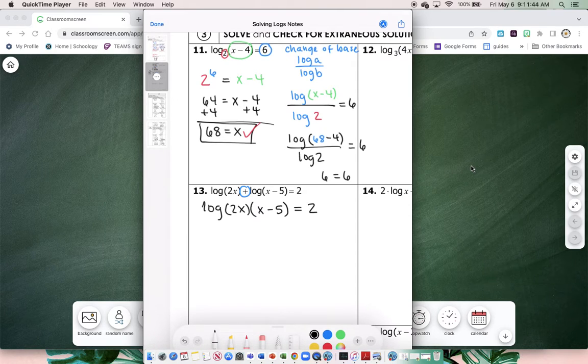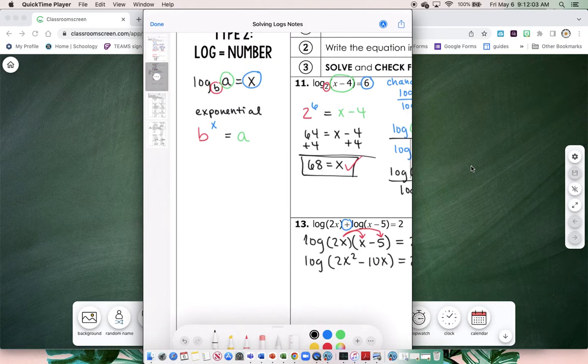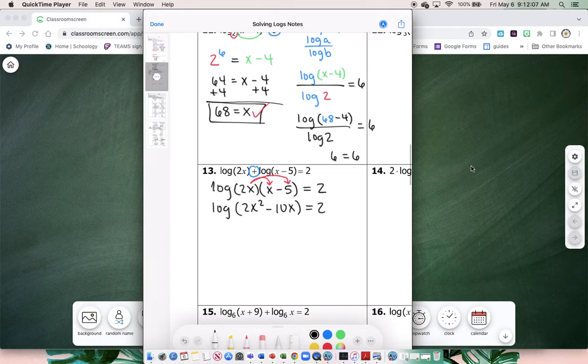I could simplify this a little more. Let me distribute the 2x inside the binomial right there. So this gives me log of 2x squared minus 10x, because negative 5 times 2 is 10, is equal to 2. Okay, now that I only have one log on the left, which is what I want, I'm going to use right here, changing it to an exponential. So I take the base. In this case, I don't see a base. Therefore, I'm going to assume it's my common base, base 10. So I have 10 to the power of x.